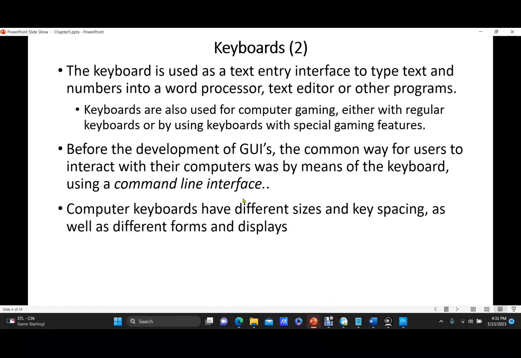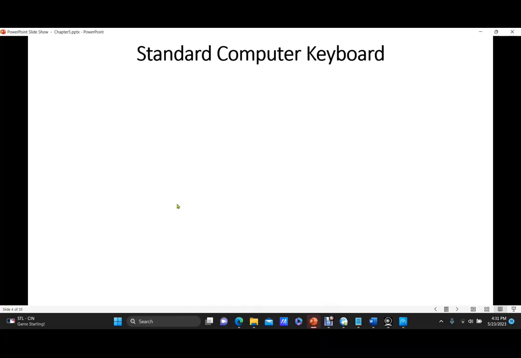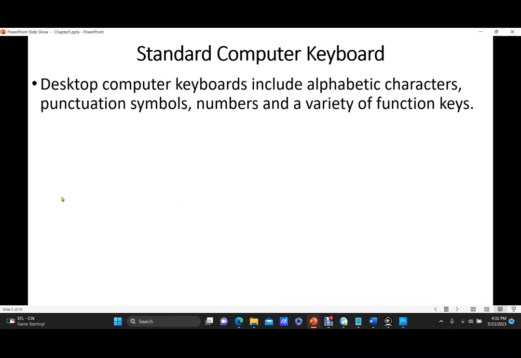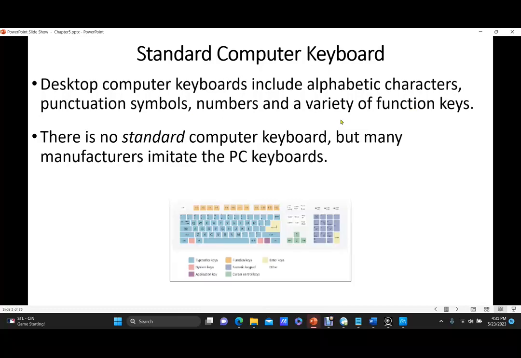Computer keyboards have different sizes and different key spacings, as well as different forms and displays. The standard computer keyboard includes alphanumeric characters, punctuation symbols, numbers, and several function keys. There's no real standard keyboard for computers, but many manufacturers imitate the PC keyboard.